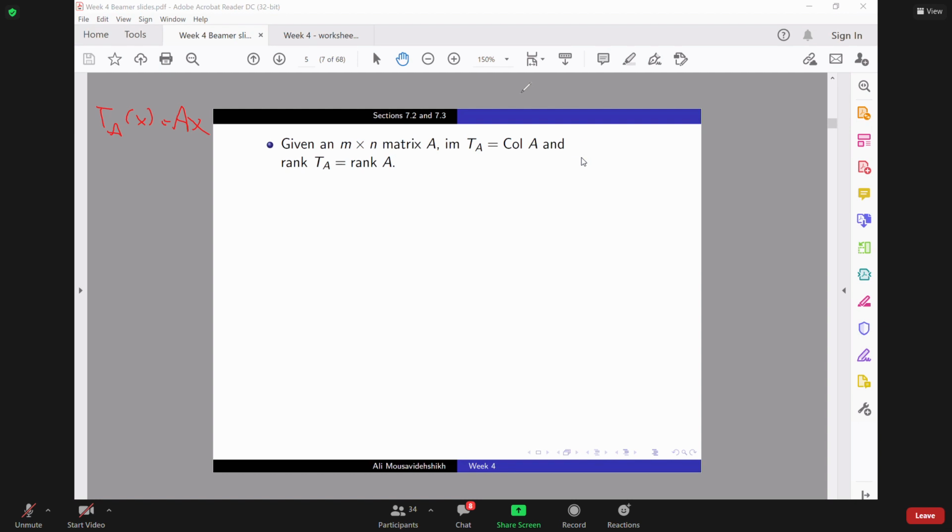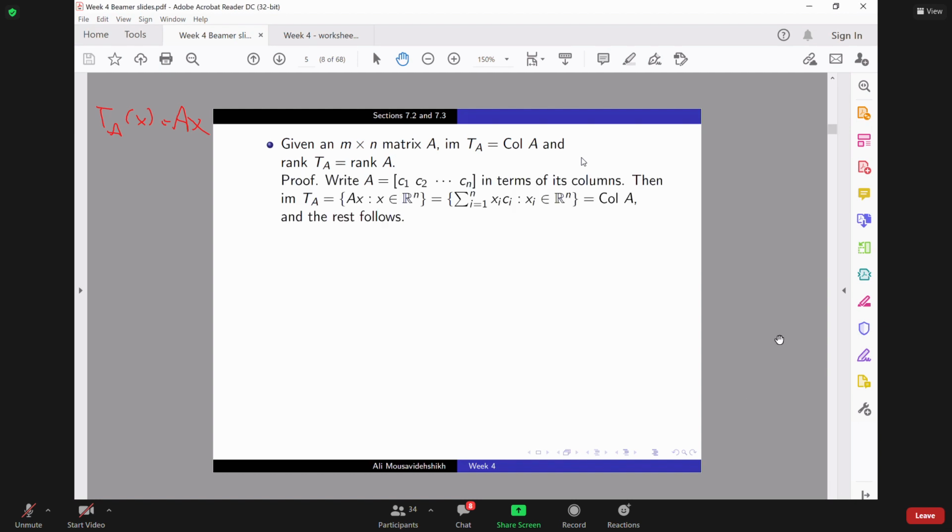Now, to see this, if you write A in its column form, c1, c2 to cn, in terms of its columns, then the image of T_A, which is Ax, x in Rn, if you do the matrix multiplication, automatically gives you that Ax is precisely the sum of x_i, where, by the way, I've written x as a column here, times the ith column of A. And that's precisely the definition of the column space of A. So this is where the image of T_A being the column space of A and the rank of T_A being the rank of A comes from. Or not definition, it's actually the theorem that follows from this proof.